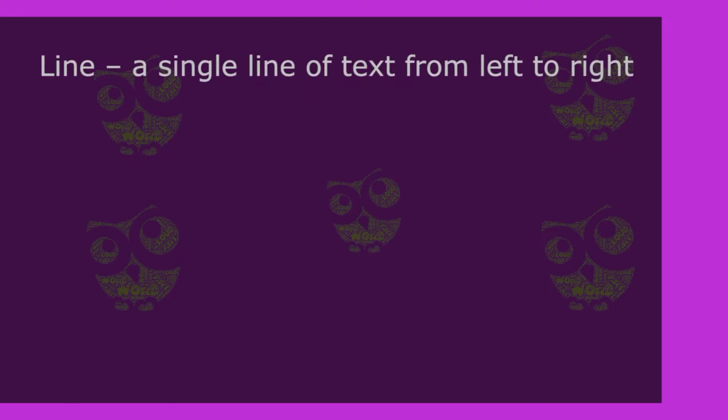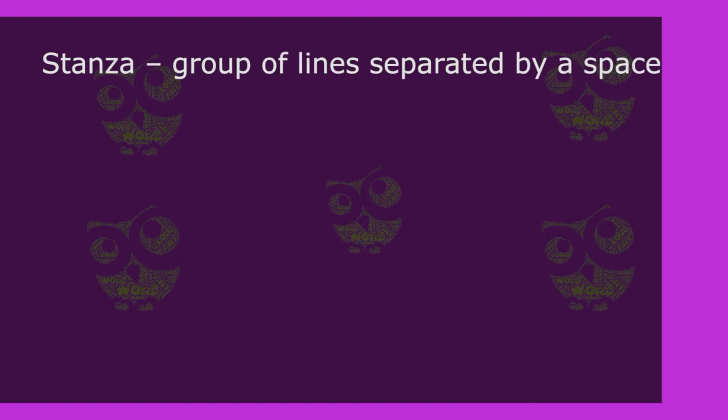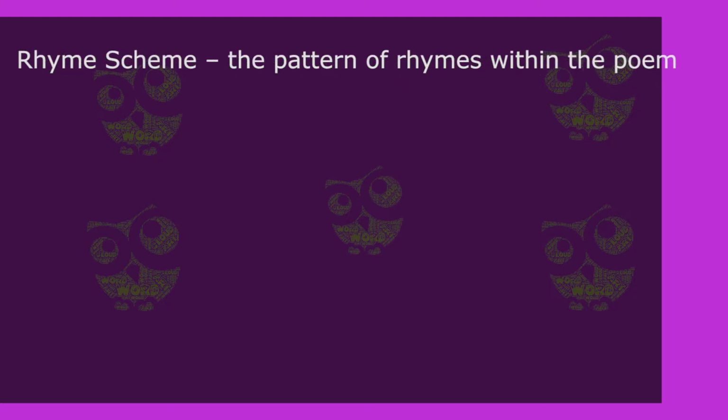Let's start with the voice or speaker. Who is speaking in the poem? The speaker in a poem could be the poet or a character the poet created. A line. This is a single line of text from left to right. Then the stanza. This is a group of lines separated by a space. Then we have rhyme scheme. The pattern of rhymes within the poem.